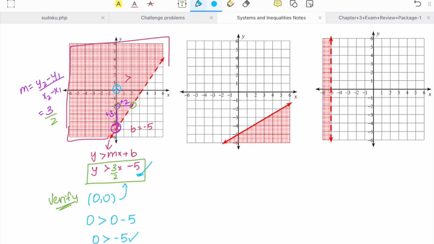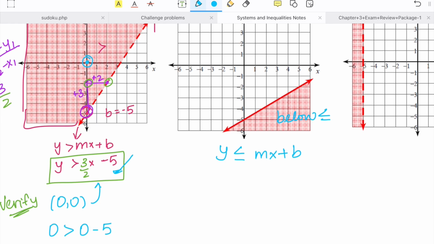Okay. Let's try the next question. So this is a solid line. That means we'll have less than or equal to or greater than or equal to, but it's shaded below. So will it be greater than or less than? Less than or equal to. So it'll be y is less than or equal to mx plus b. Our b value will be -5 again, right? So replace that.